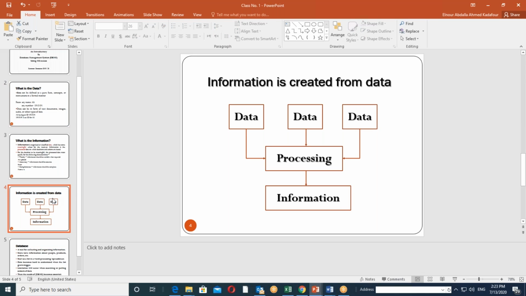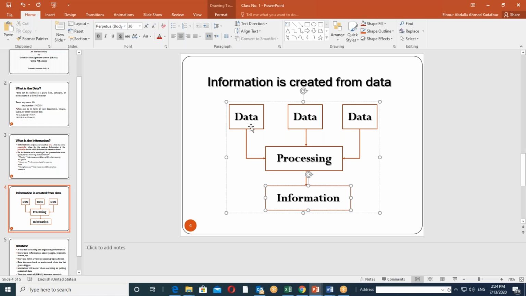Information, as I told you, is not separate from data. Information will be derived from data. But when and how? After processing. If this is data 1, this is data 2, this is data 3, then I group all of them through a processing phase, and it will give me information.